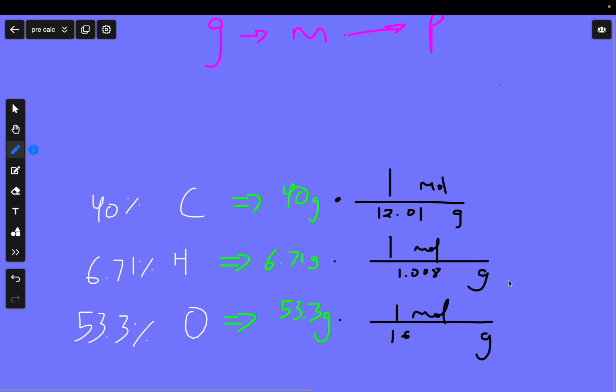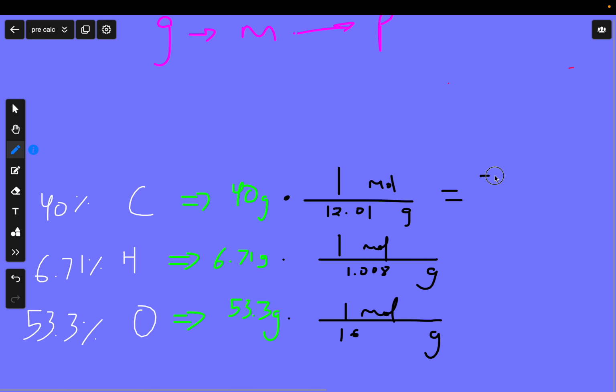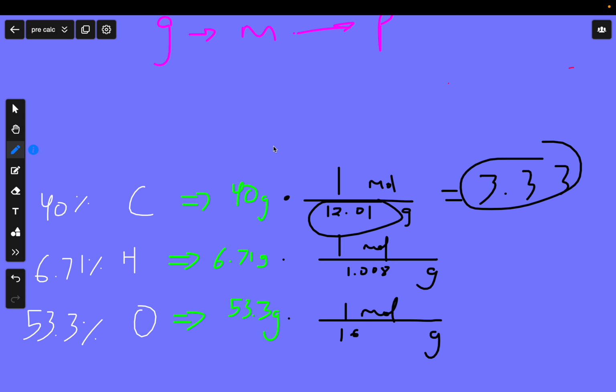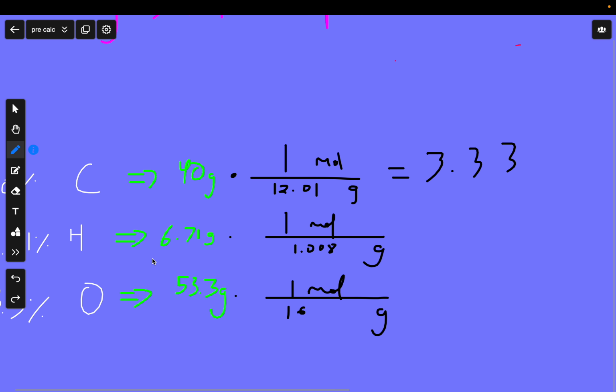So now I'm going to figure out how I'm going to get my moles here. I'll just do 40 divided by 12.01, and that'd give me around 3.33. And you can fact check that. If you do this number times this number, you should end up with this number. Okay? If you don't, then you did something wrong.